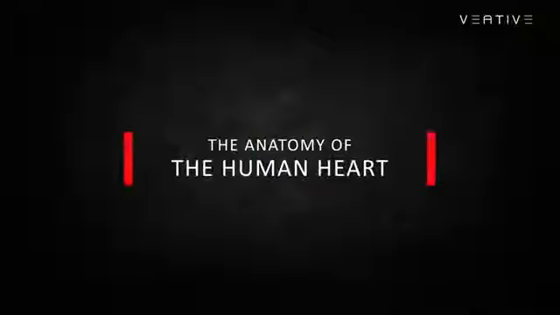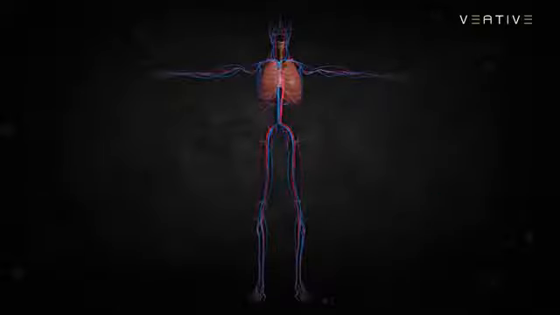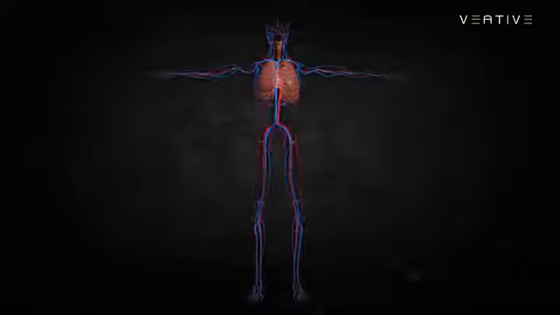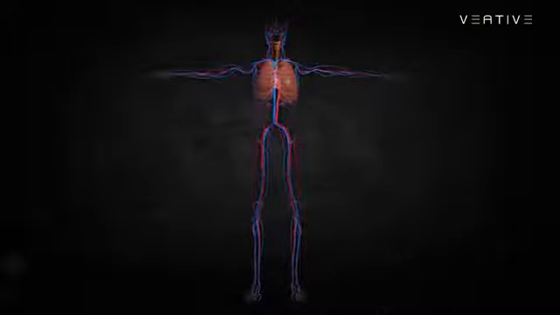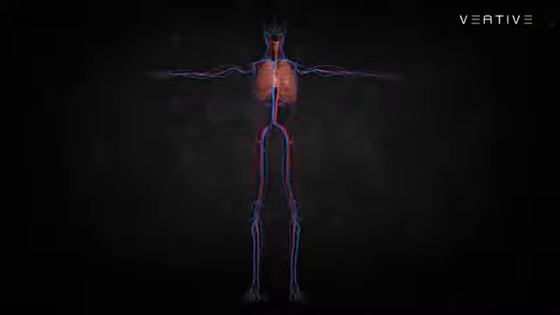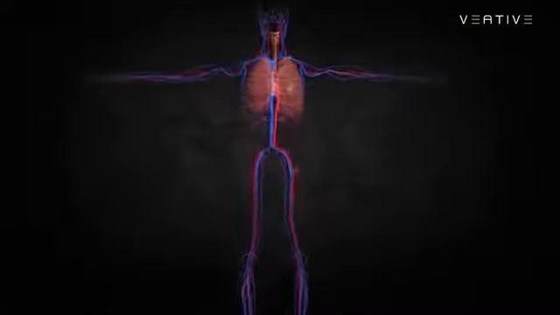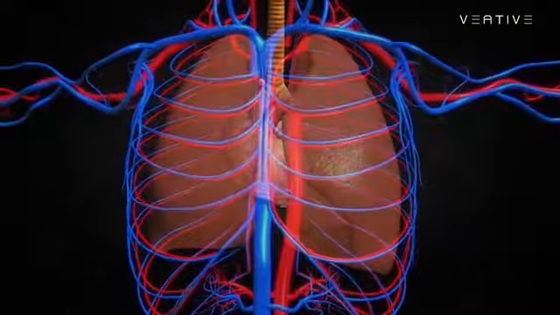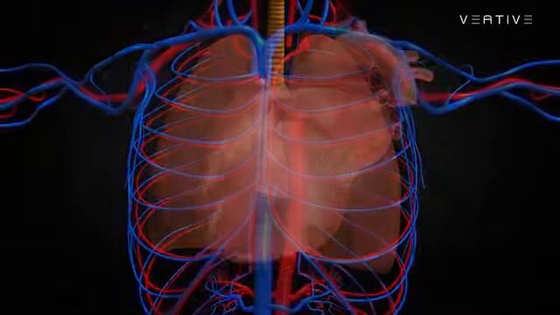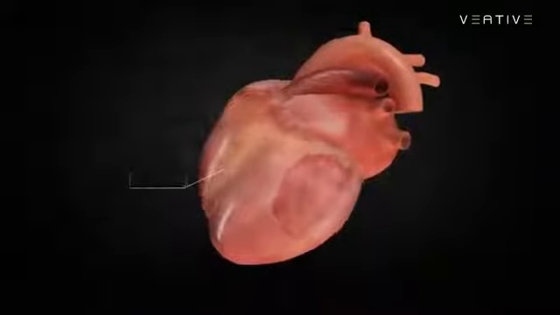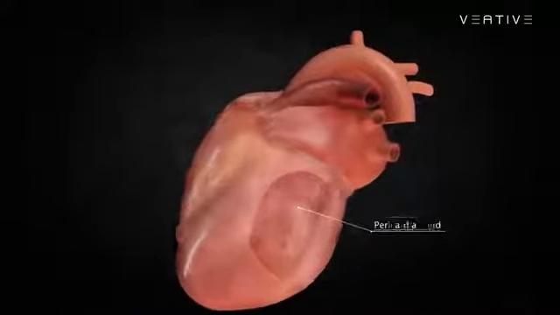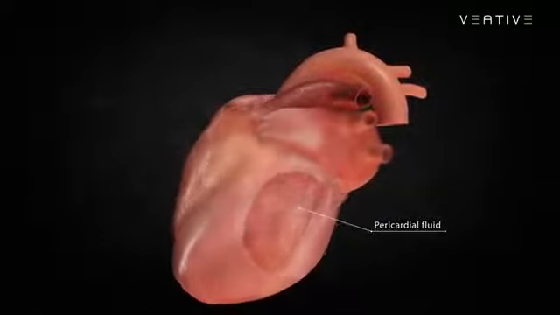The anatomy of the human heart. One of the vital organs is the heart, which continuously pumps blood throughout the body using various blood vessels. It is located in the center of the chest, or thoracic cavity, in between the two lungs, slightly tilted towards the left. A double-layered membrane called the pericardium surrounds the heart. A coating of fluid called pericardial fluid separates the two layers.